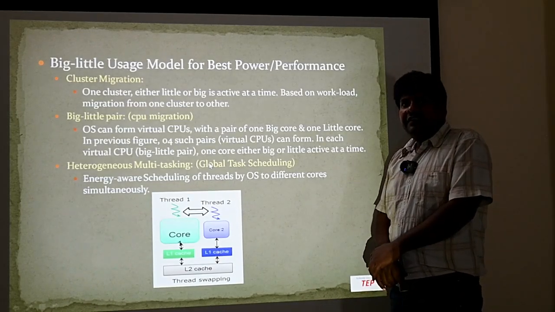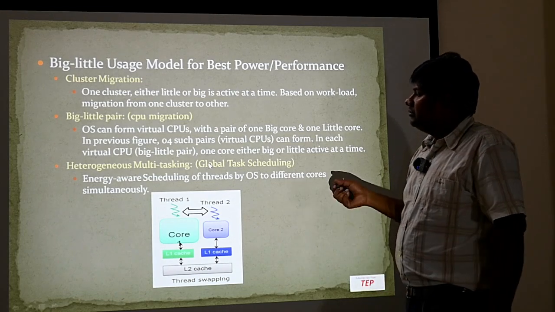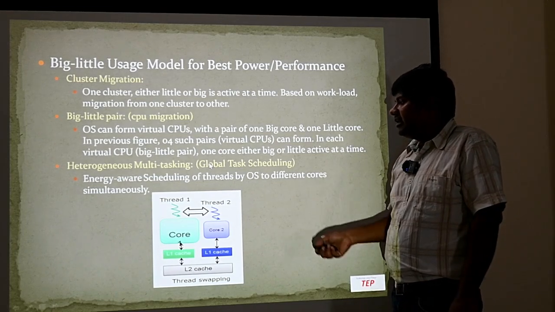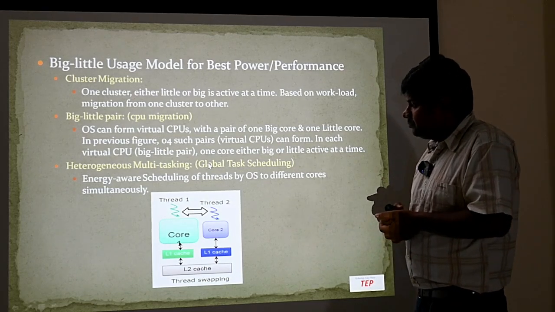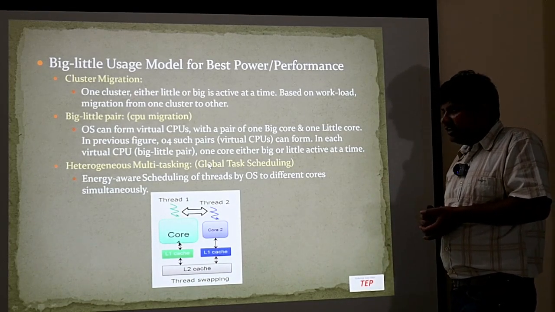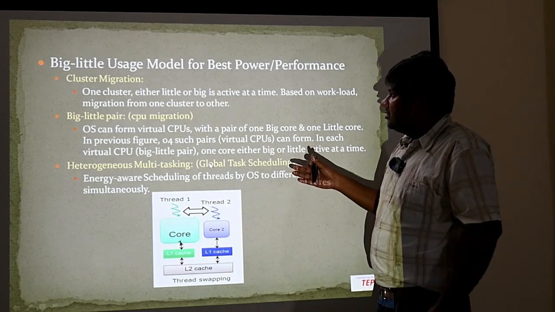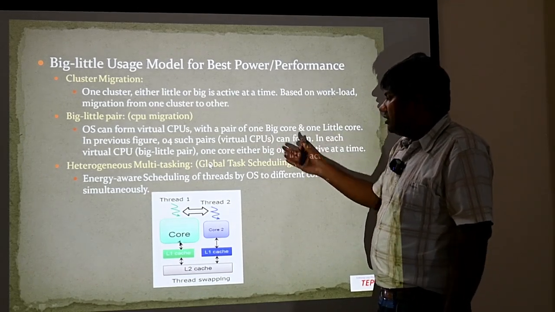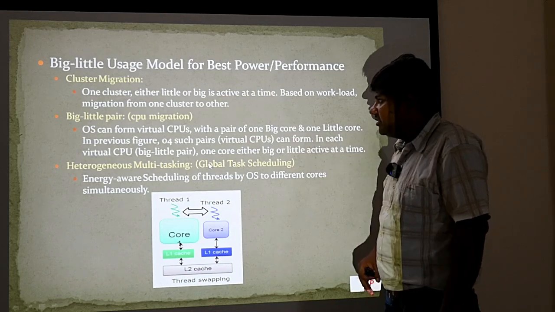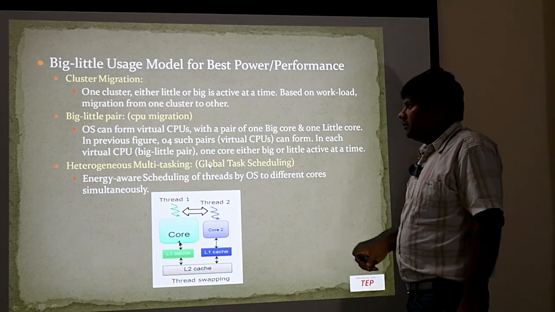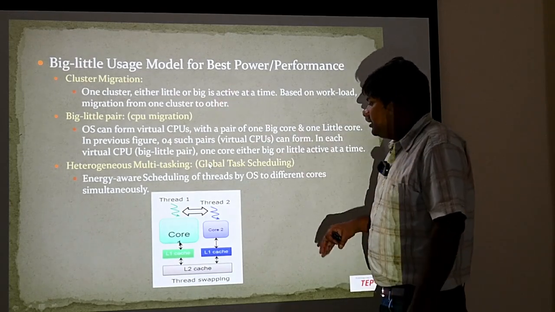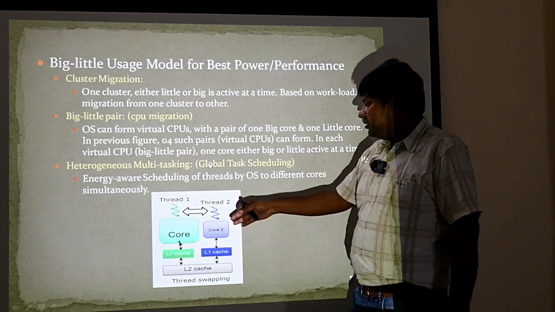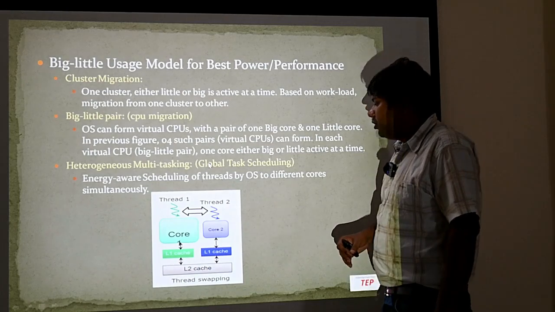And as I was mentioning, the CPUs and operating systems are very smart, they understand the hardware beneath them very well and make use of it. So there are techniques for how big little is used by the operating system, and from top to bottom, the very first is cluster migration. That is nothing but one cluster being completely off and the other completely on.